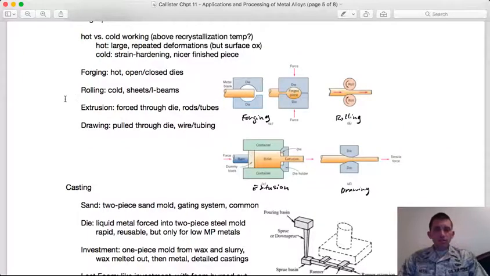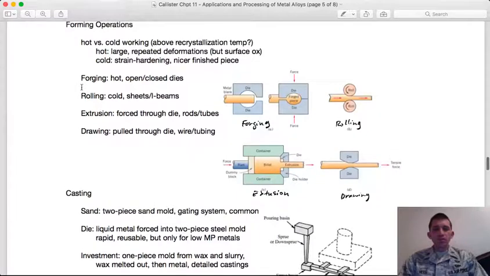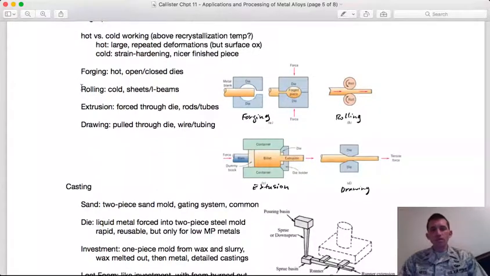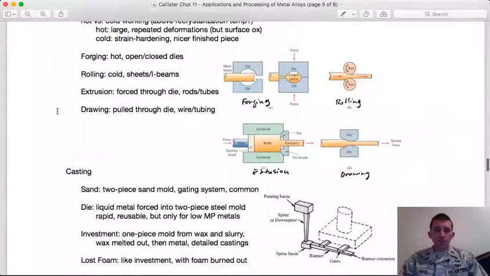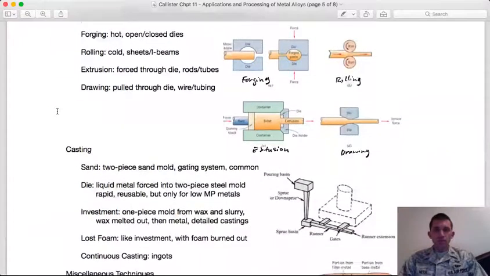And so for some of these other processes, you could do them under cold or hot worked conditions, and that would limit how much you can deform and what your surface finish is. But you can have forging both with the open or closed die. I guess forging is more indicative of a hot work scenario. Rolling would be a cold work scenario where you're rolling an ingot out into a sheet, or making an I-beam or some other sort of shape.